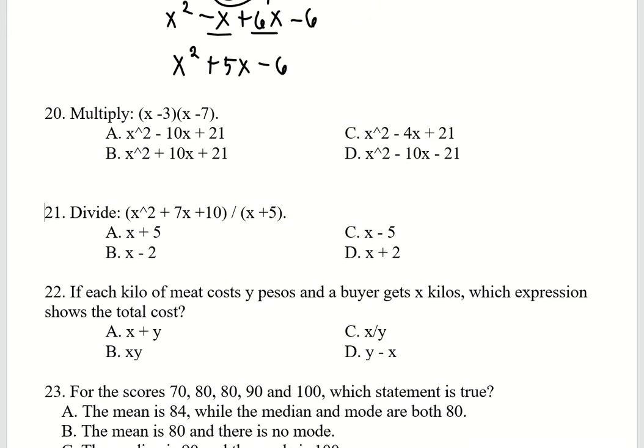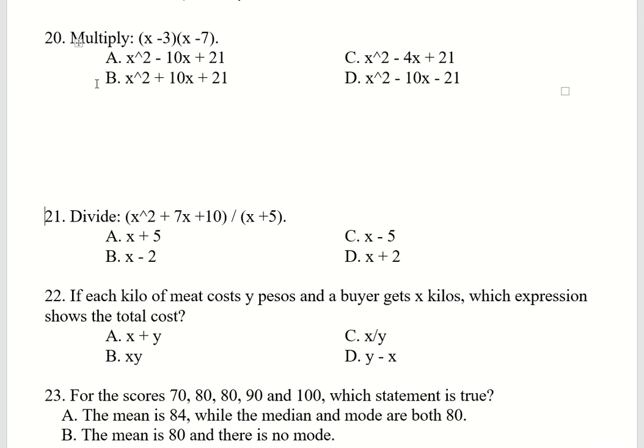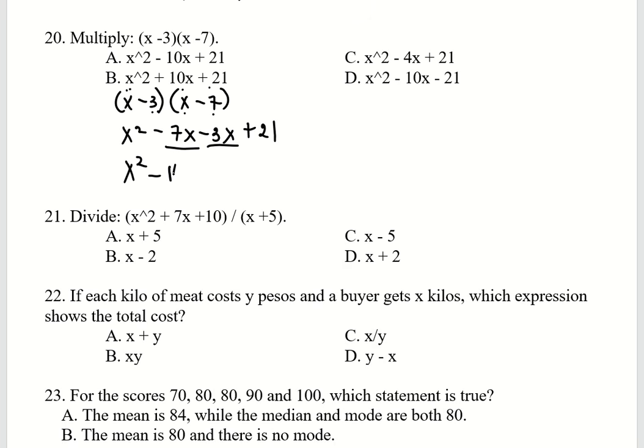FOIL method. 20. X minus 3 and x minus 7. We'll do the same. So x minus 3, x minus 7. X times x, we get x squared. X times negative 7, negative 7x. Negative 3 times x, negative 3x. Negative 3 times negative 7, positive 21. Then simplify x squared, negative 7x minus 3x, negative 10x, plus 21. Okay, so our answer for 20, it's letter A.